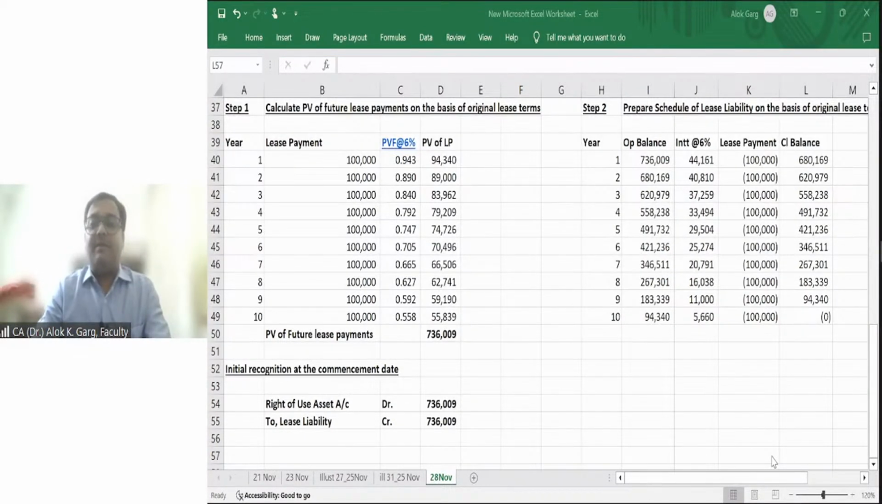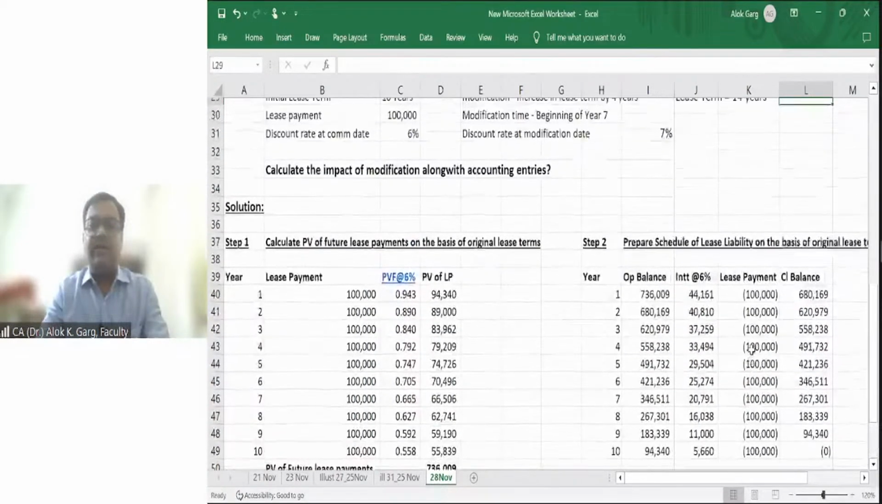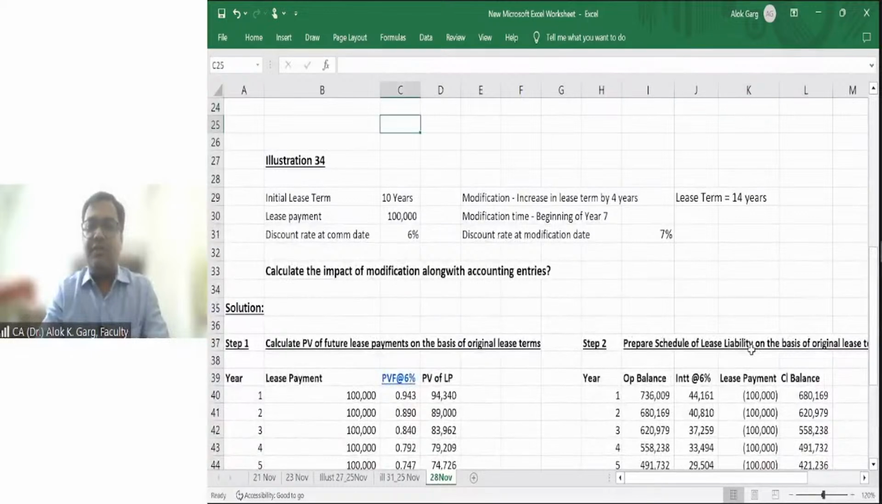What is my step number three? Now, friends, we have already done the original terms and conditions accounting. We have already done the 10-year, 1 lakh, 6% accounting. Now there is a modification. The modification is at the end of 6th year, which is at the beginning of 7th year.